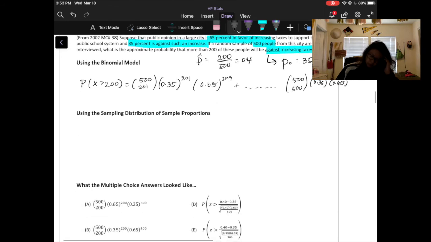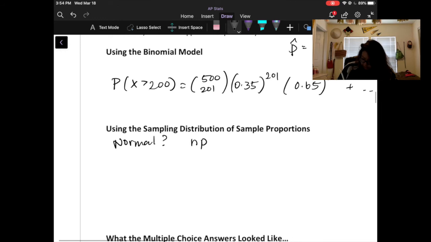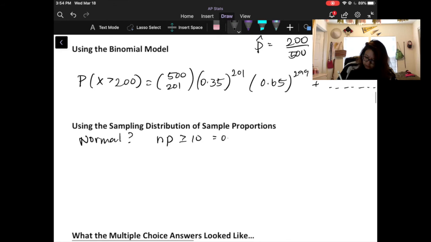So what do we have to do? We're going to use a sampling distribution of sample proportions. So first, we're going to check, is this normal? Okay, so n times p must be greater than 10, which means we have 500 times 0.35, which is equal to 175.